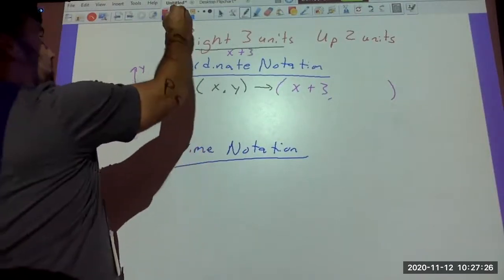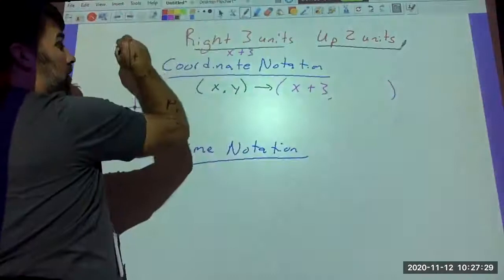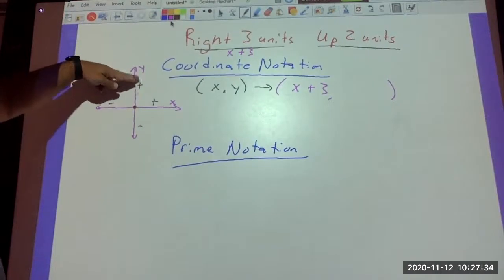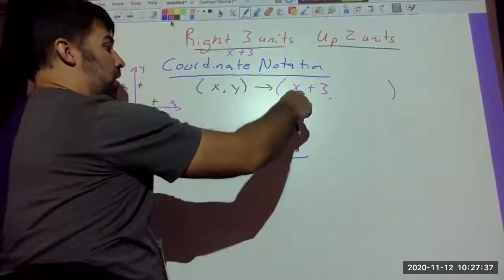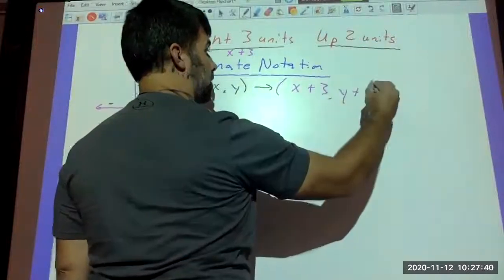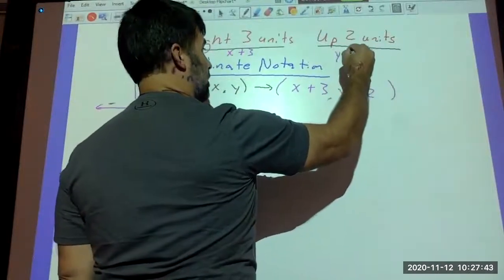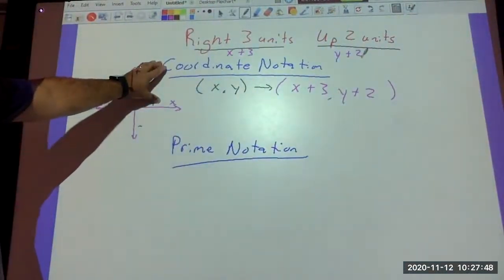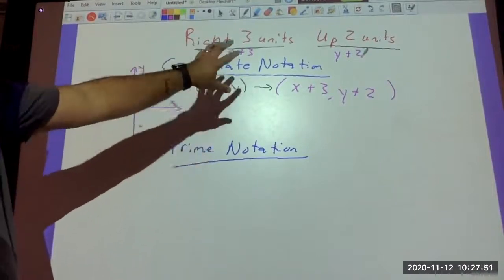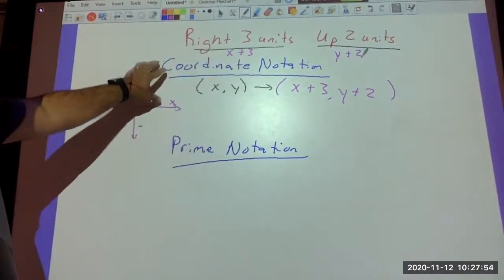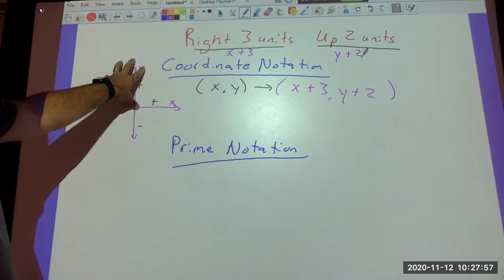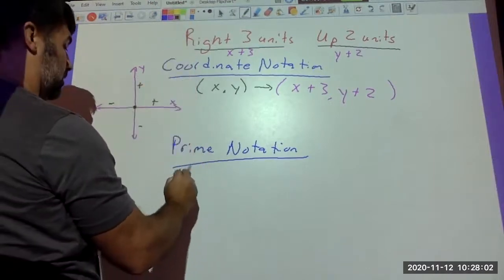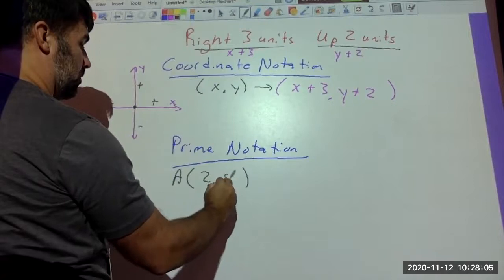Okay, so up 2 units. The y-axis goes up and down. So I'll go up, and that's positive. So it's plus. So I'm going to add 2 to each y. Because up 2 means y plus 2. That's coordinate notation. So every xy, that's what you would do. Add 3 to the x, add 2 to the y. Okay, prime notation. Let's get some coordinates. Let's go. Point A is 2, 5.